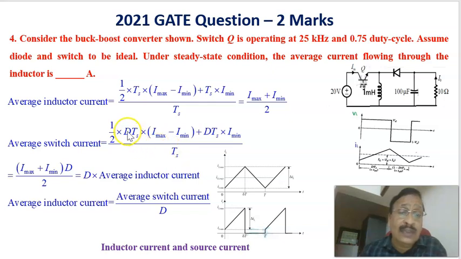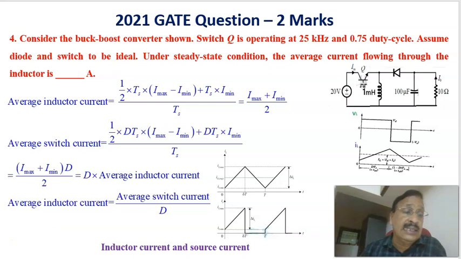Now if you substitute in this one, TS gets cancelled, and we will be getting (I max plus I minimum) divided by 2 times D. Meaning that the average current through the switch is equal to D times the average current through the inductor, or the average inductor current is equal to the average switch current divided by D. So the question is, what is the average inductor current? First we can find out the average switch current, divide it by the duty cycle, then you will get the average inductor current. So this is the inductor current waveform and this is the switch current waveform.